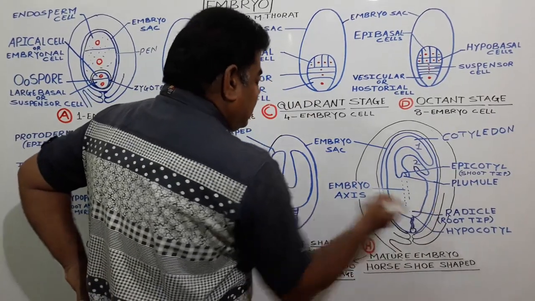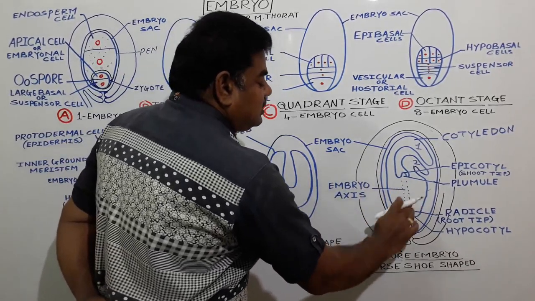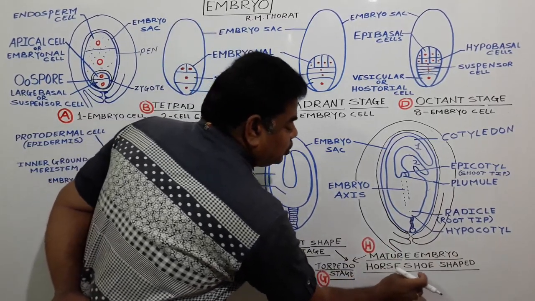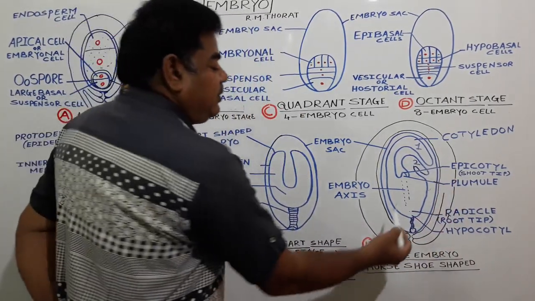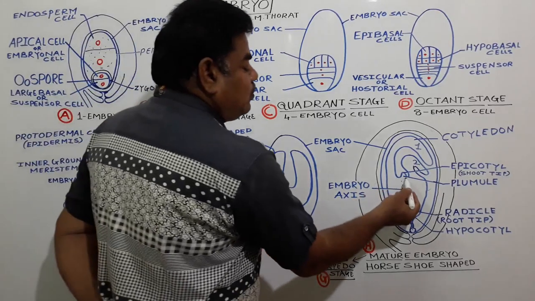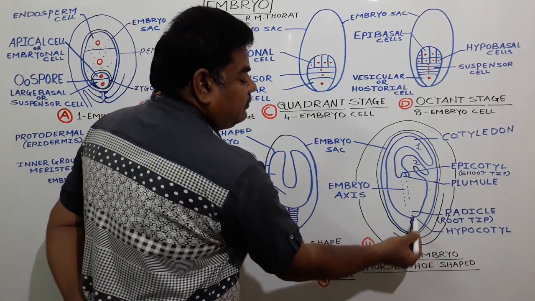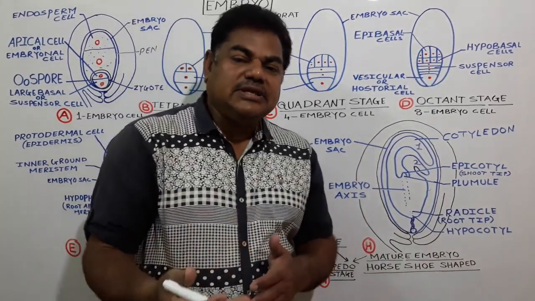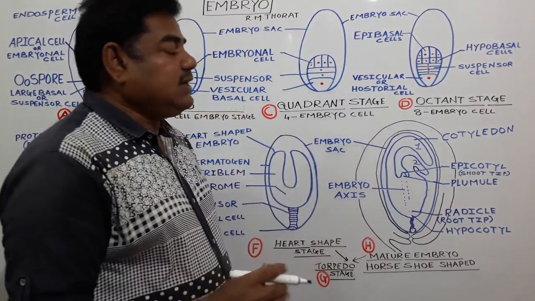Now see here, this heart shape embryo gets transformed into this mature embryo, or we call it a horseshoe shaped embryo, in which these two cotyledons are fully developed. In between the two cotyledons this axis is present, and that axis we call the embryo axis. It consists of a plumule, which is surrounded by the tissue known as epicotyl, and a radicle, which is surrounded by the tissue we call hypocotyl. The suspensor again becomes reduced, and in some cases it gets dissolved and separates like this, and complete embryo formation takes place in that dicot seed.